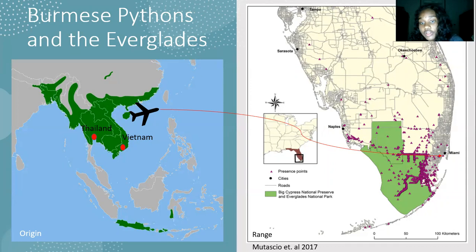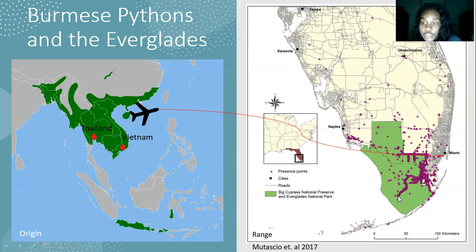So let's look at this figure on the right. This is showing us a map of South Florida. The green area is showing us the Everglades National Park. Purple triangles represent presence points, meaning places where pythons have been spotted, and the black dots are showing us some major cities. Here I have a red arrow pointing to Miami. This was the main spot where pythons were introduced to and released from during the pet trade.